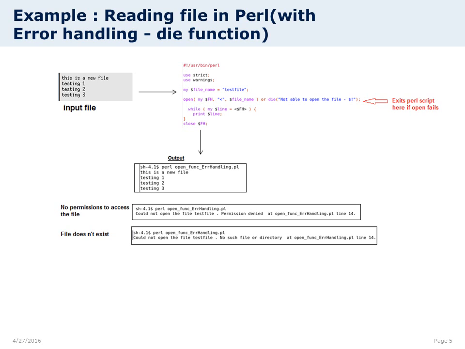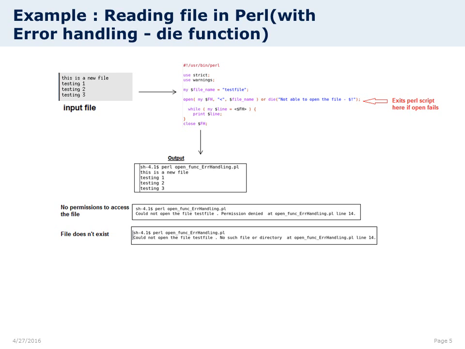Let's see how to tackle the same problem, the issues which we have seen earlier, with the die function. The die function we have already discussed. Unlike warn, it exits at the place where it is being called. So as you can see here, we try to open the file, we try to get a file handle, and if it fails, we call the die function with the message to the user saying that we are not able to open the file.